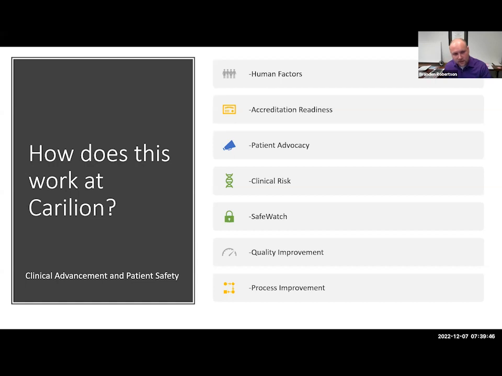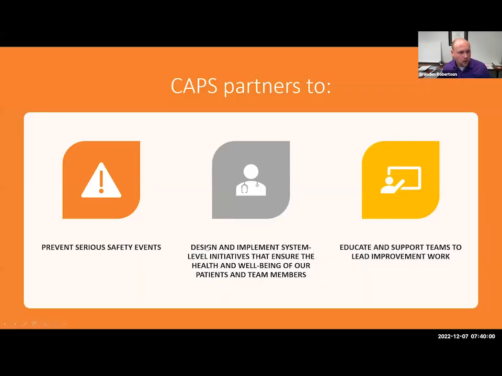Thus, for every event, we have the ability to collaborate with all of these folks. And this is something that not every institution has. So we're fortunate to have it at Carilion, but your structure at a different institution may be different. And CAPS, which is, again, the Clinical Advancement and Patient Safety, partners to prevent serious safety events. So when you tell us about those opportunities that you see, because you're constantly preoccupied with failure, you report those.